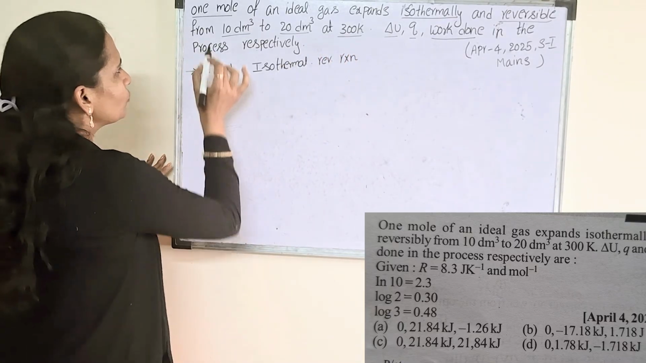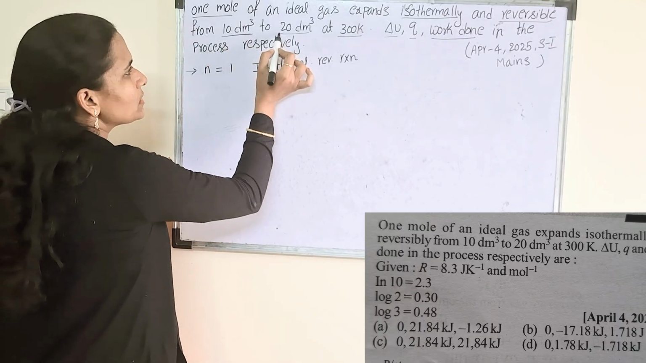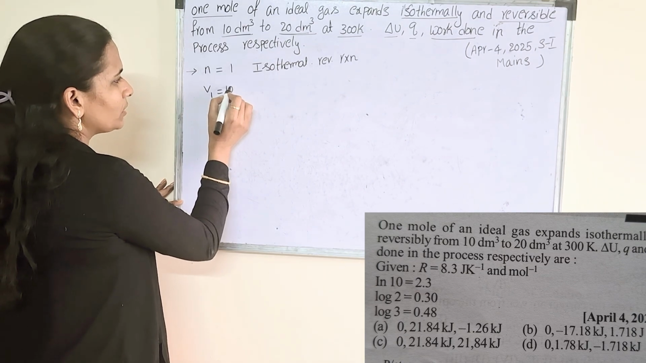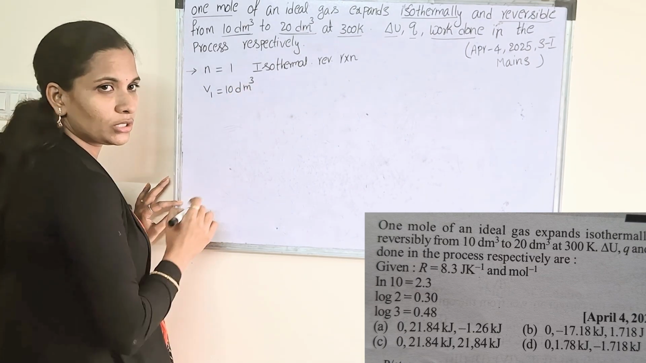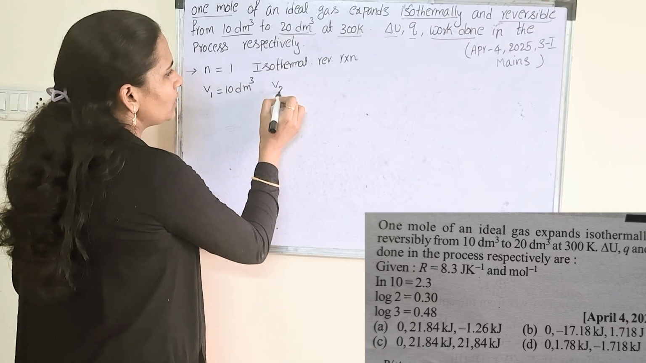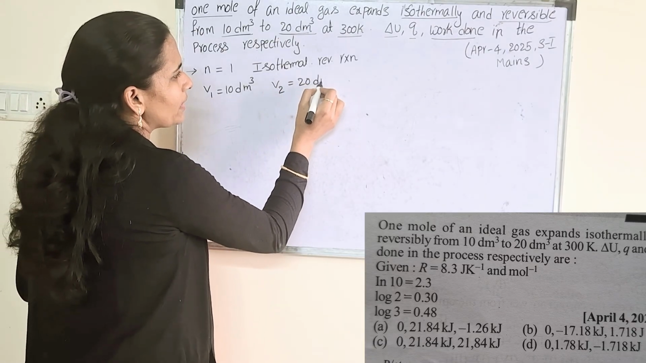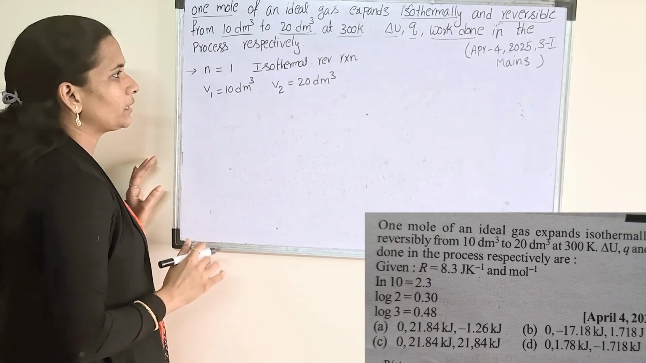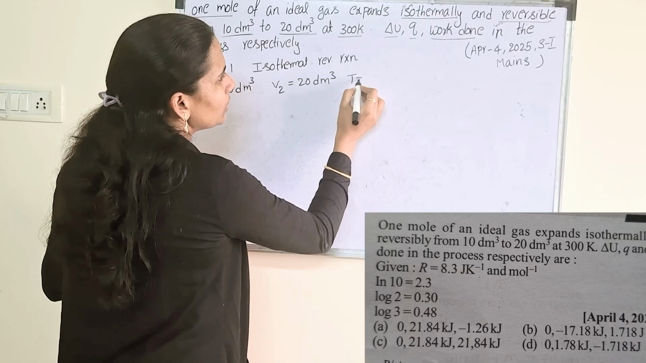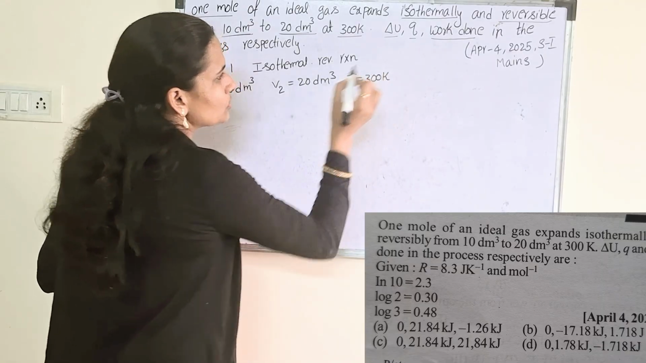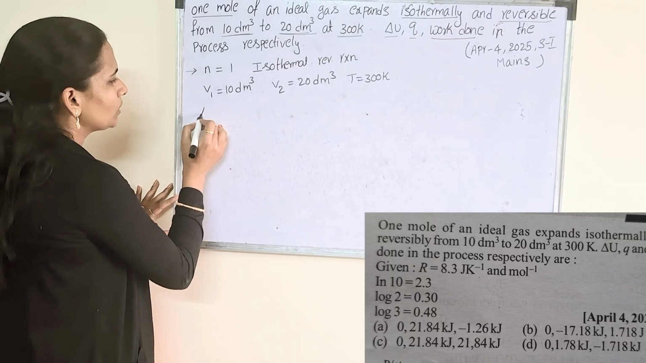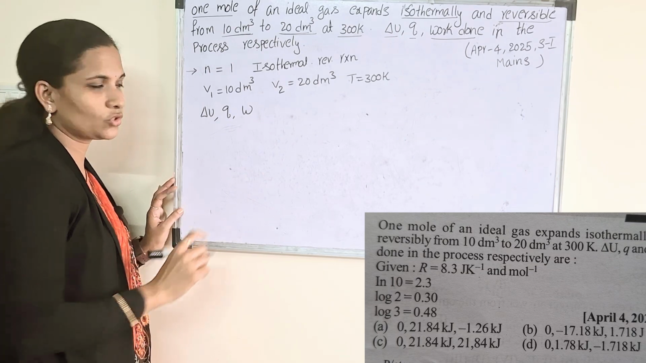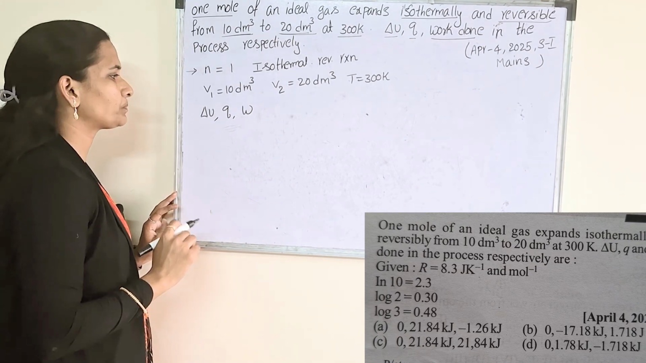Now, the volume is changed from where to where? From 10 decimeter cube to 20 decimeter cube. So the initial volume is 10 decimeter cube and the final volume is 20 decimeter cube, meaning the gas is expanding. And the temperature is 300 Kelvin. So this is the given information. Now what are they asking? They are asking delta U, Q, and work done. This is the question in shortcut form.